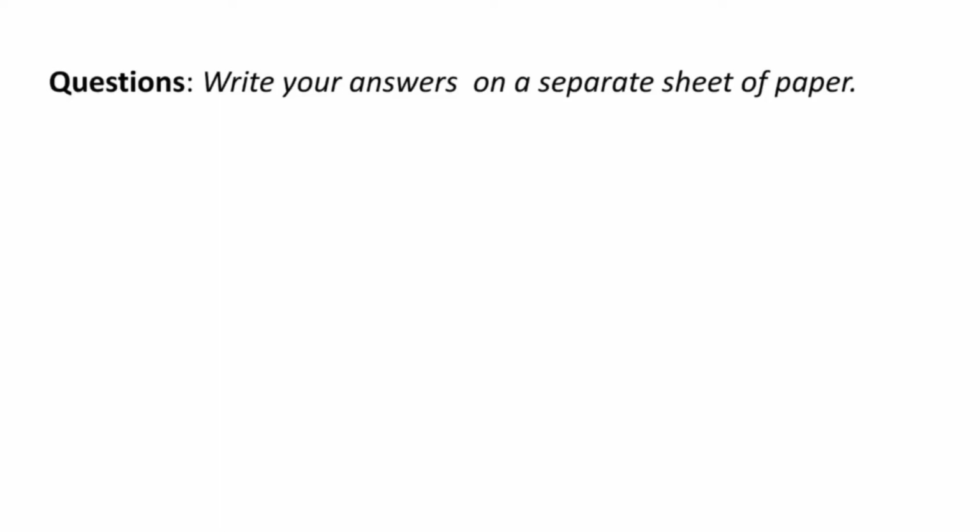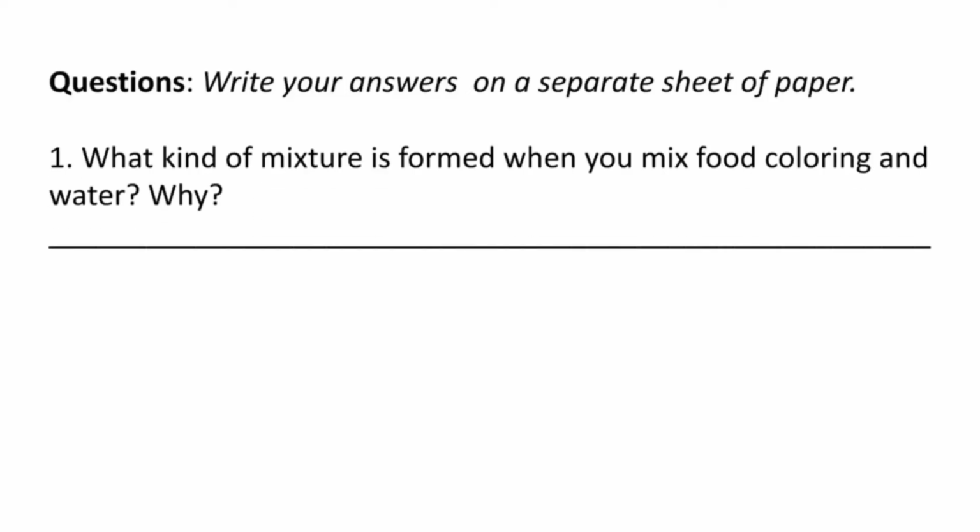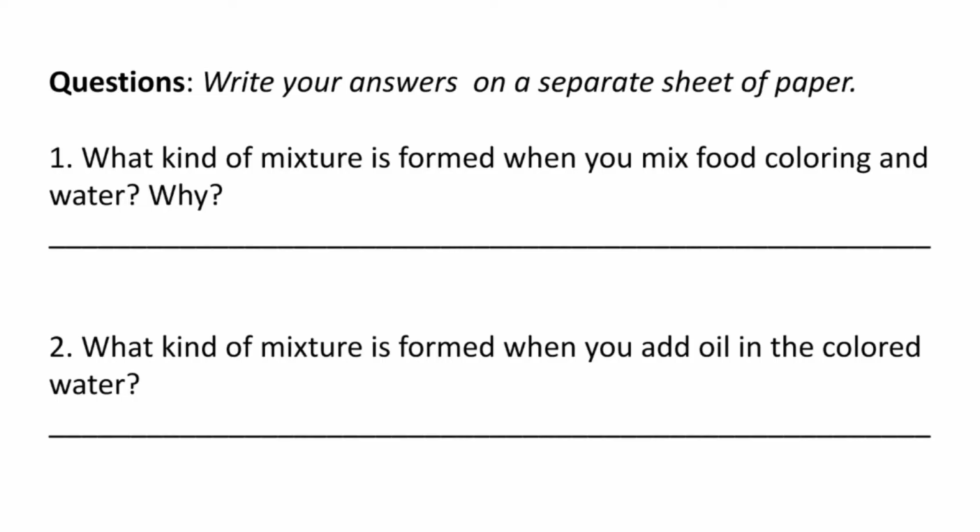Okay, let's try to answer the following questions. Write your answers on a separate sheet of paper. First question: what kind of mixture is formed when you mix food coloring and water? Why? Write down your answer based on your observation. Second, what kind of mixture is formed when you add oil in the colored water? Write your answer.